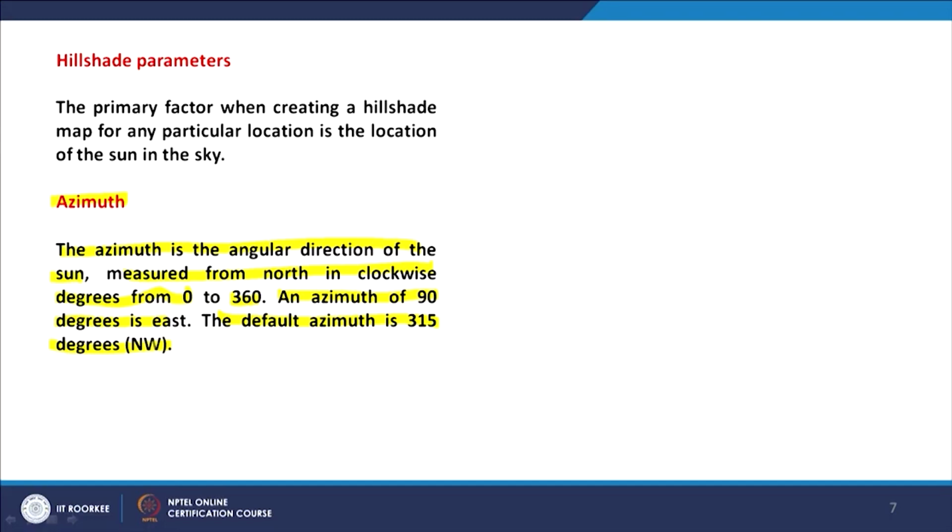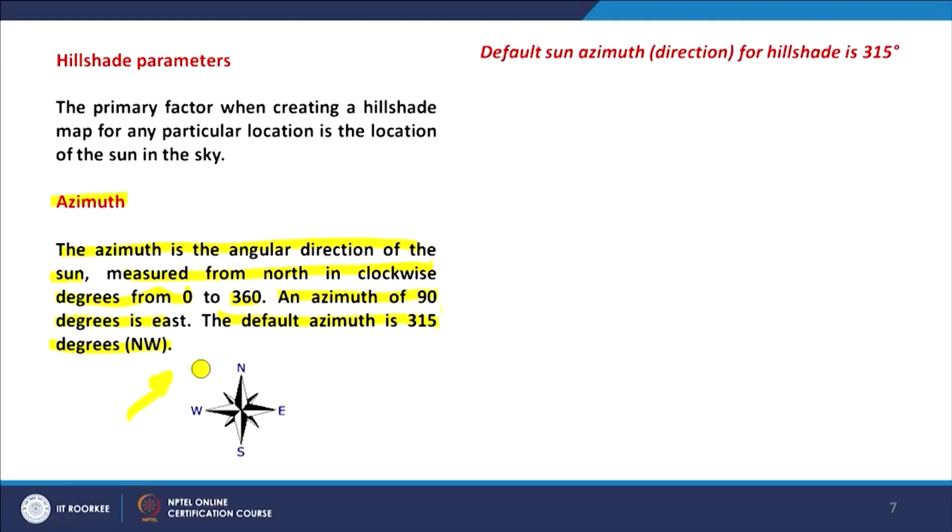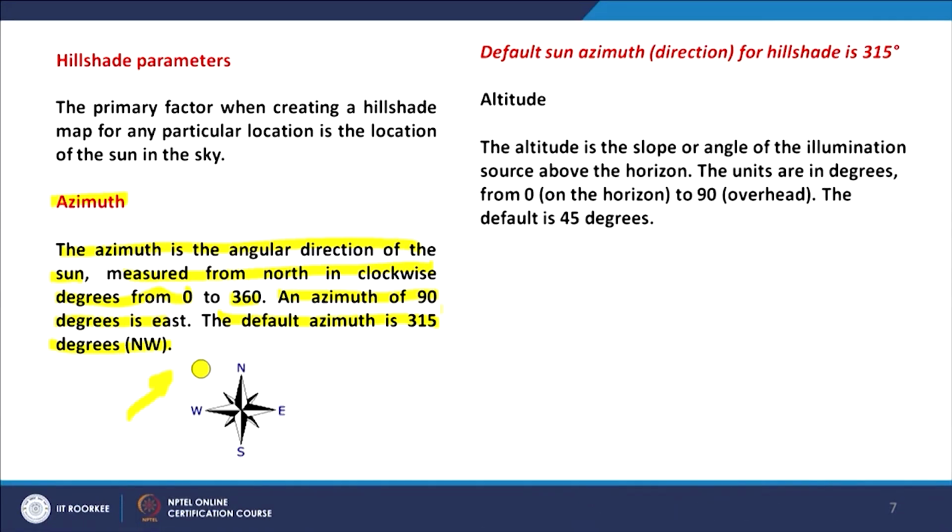Because if it is not kept so, and suppose it is kept with the illumination source in the southeast corner, then you would have difficulty perceiving things, as they would look completely different. That is why care has to be taken. So, it is always illuminated by default 315. You can check various software, including ArcGIS, they have the default value as 315 and elevation value as 45 degrees.